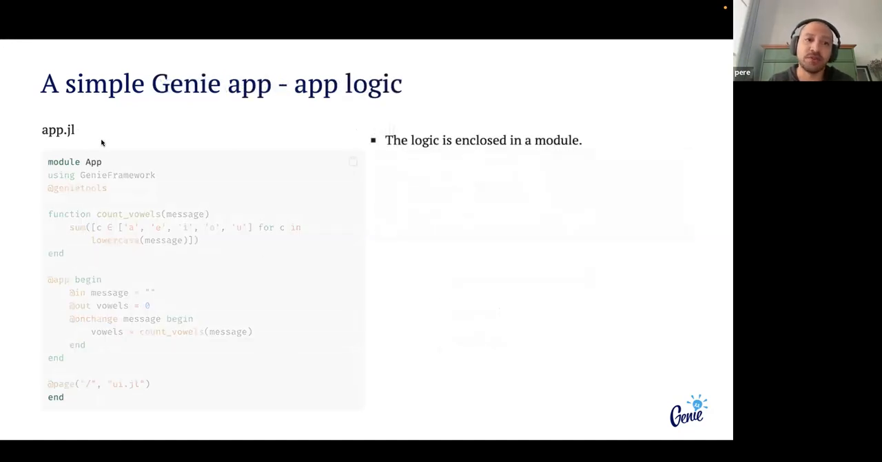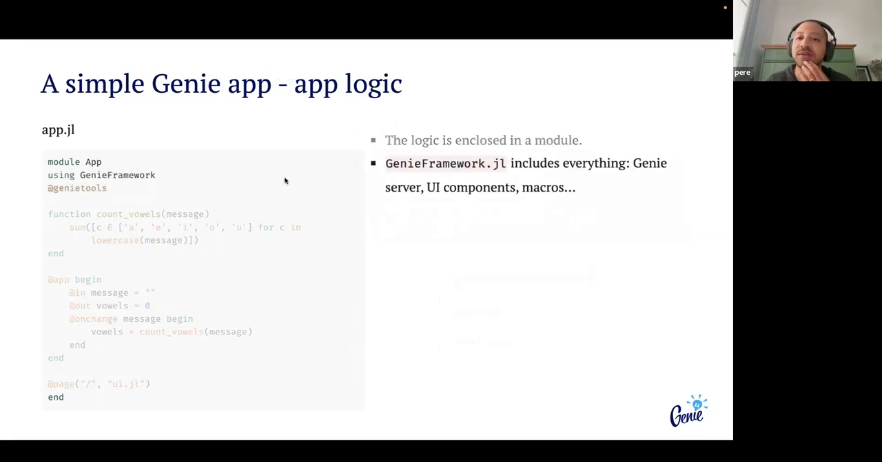We can see that first we enclose everything in a module just for better organization and to avoid clashes between namespaces. Then we have the import of the Genie framework package. This is a single package which includes everything from the server to the low-code API to build reactive interfaces. Then there's the Genie tools macro call that sets up the development environment with things like hot reloading, etc.